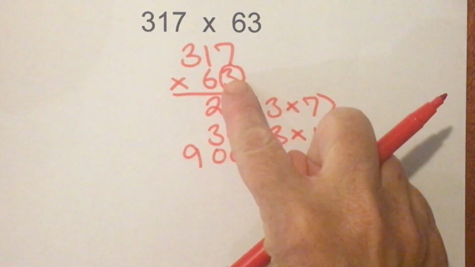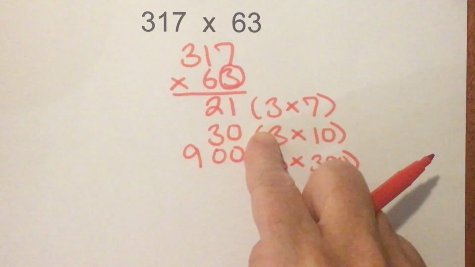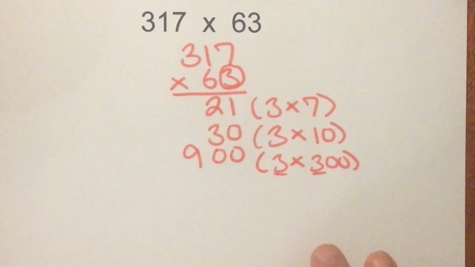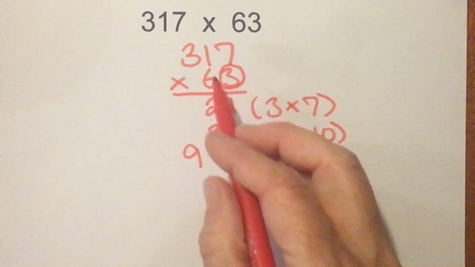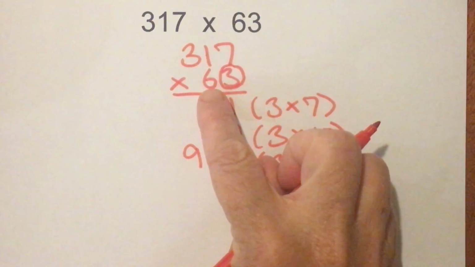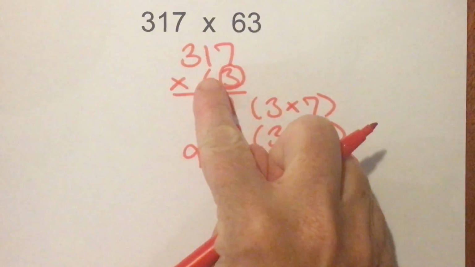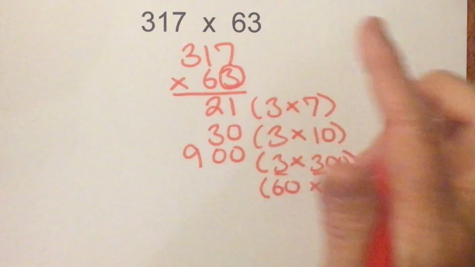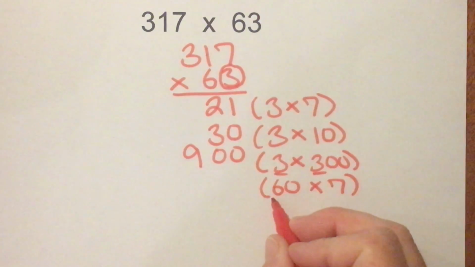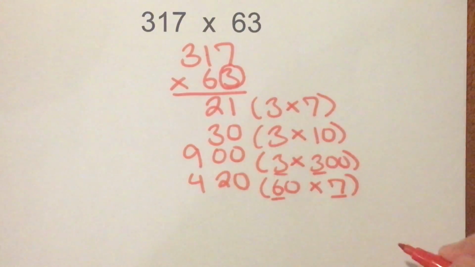Okay, so now this 3, this digit, went to each one of that factor's digits. So let's move on to the next one. Okay, so now we have the 6. But let's think, the 6 is not really a 6 because it's in the tens place. It's really a 60. And I always go back to the beginning. So 60 times 7, well, 6 times 7 is 42, and add a 0.